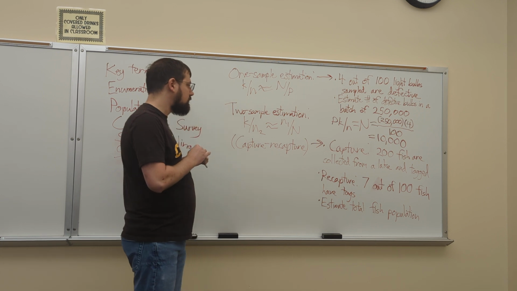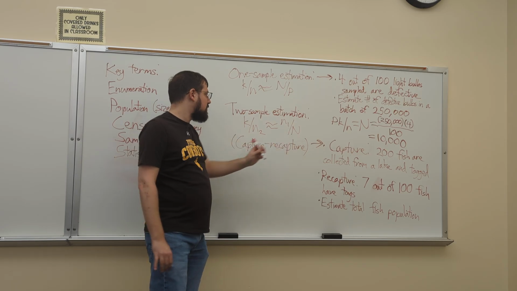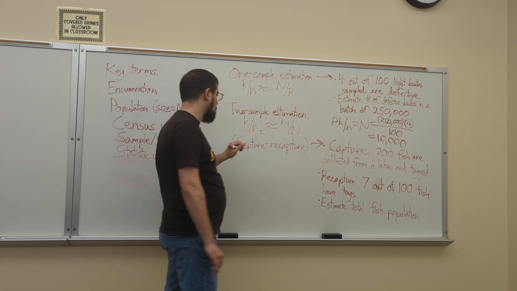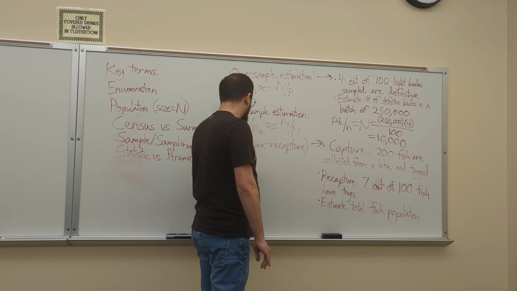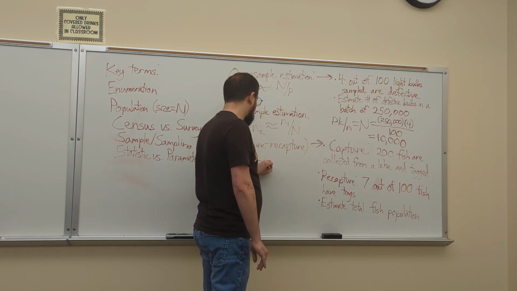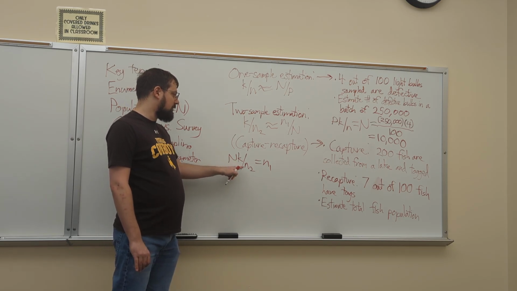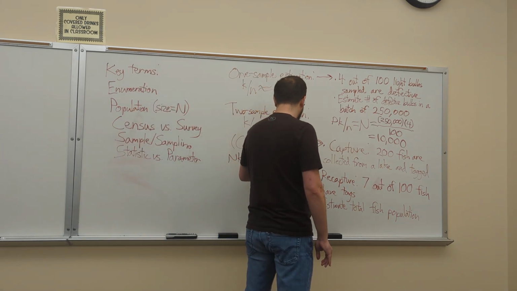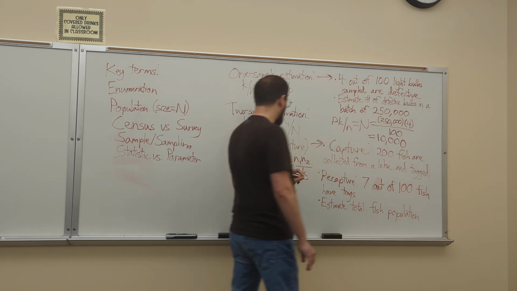So in this case, it's the capital N that we're really interested in. That's the size of our total population. So what we can do is take this formula, multiply both sides by capital N, and we get NK over N2 equals N1. And then if we want to solve this for capital N, we'll multiply both sides by N2 over K. So what we get from this is that N equals N1 N2 over K.